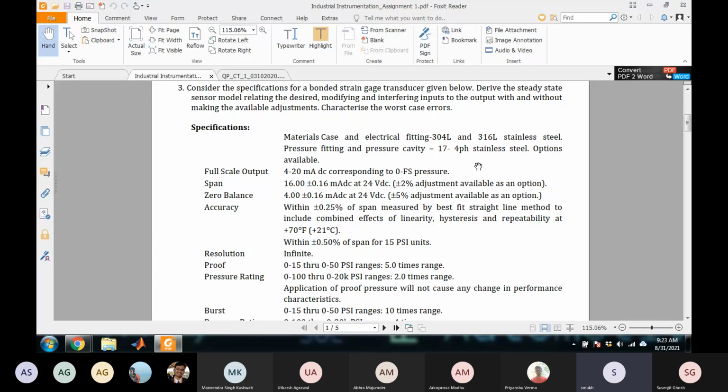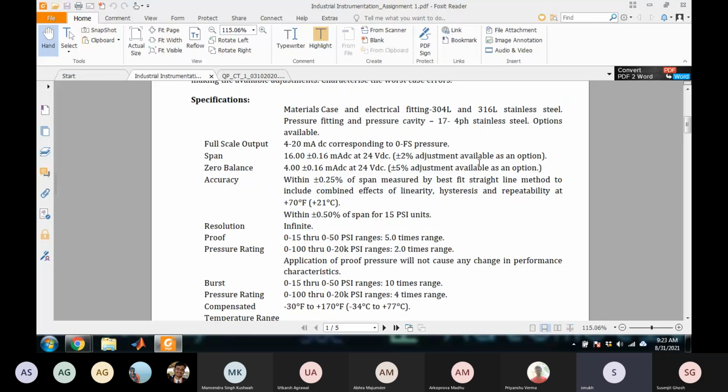So what's happening here? What is the block diagram? There is a block diagram, and they are giving overall specifications. What is the range? What is the range of the instrument? Can somebody say that?